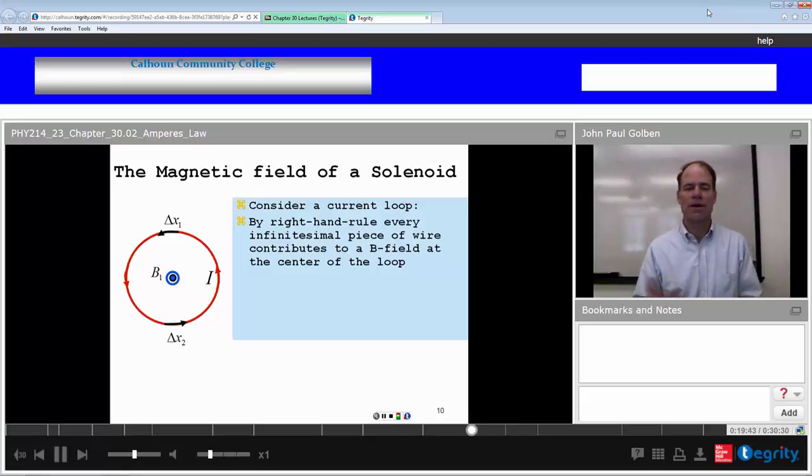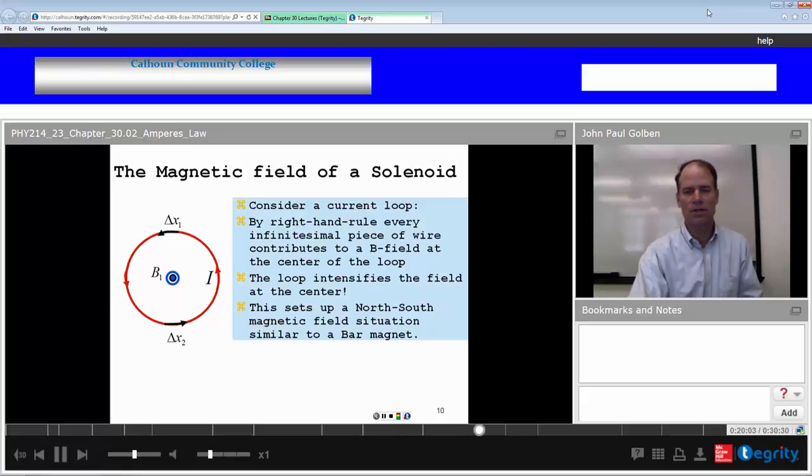For the same manner, I could use that other form of the right-hand rule, which we're going to talk about more and more in the future. But for a current loop like this, if I actually curl my fingers in the direction of the current loop, my thumb points in the direction of the magnetic field through the center of this loop.